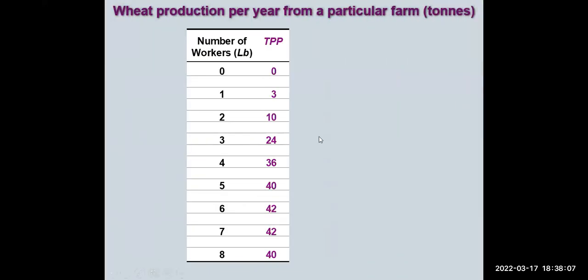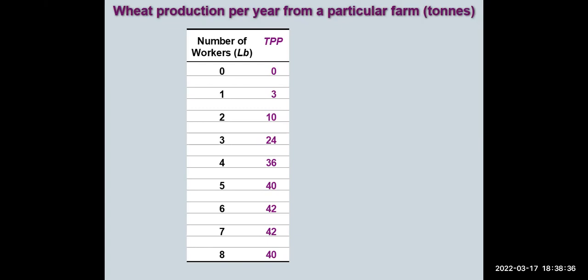Now here is the chart. Now look at this. When your labor was 0, your total production was 0. When you employ the first labor, your total production increased to 3 units. And when you employ the second labor, your total production reached 10 units. And when you employ the third labor, your total production increases to 24 units.